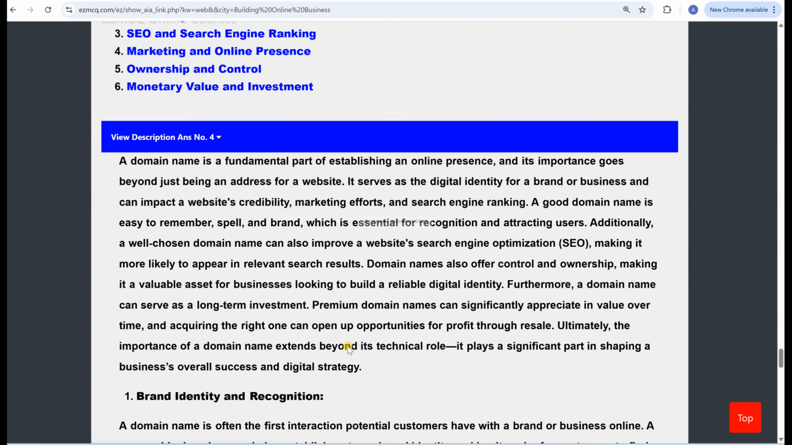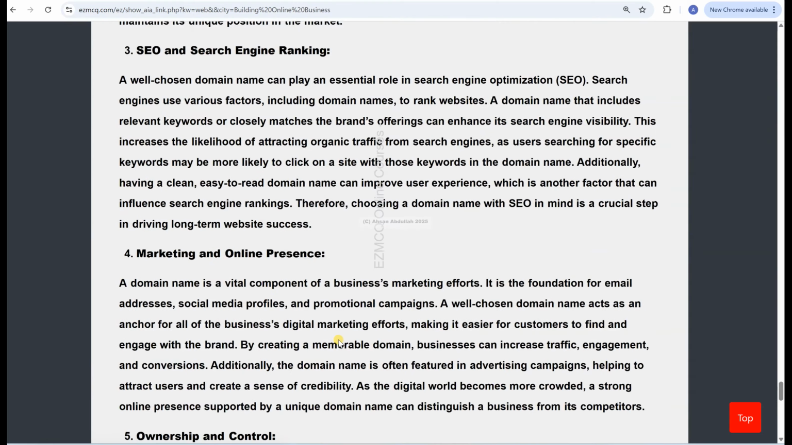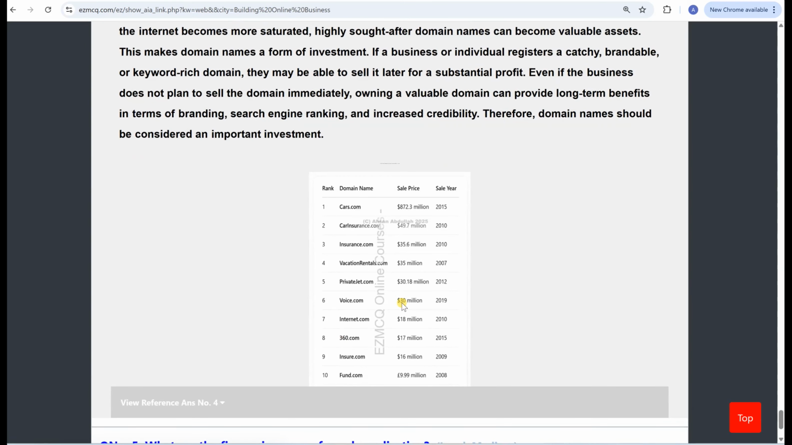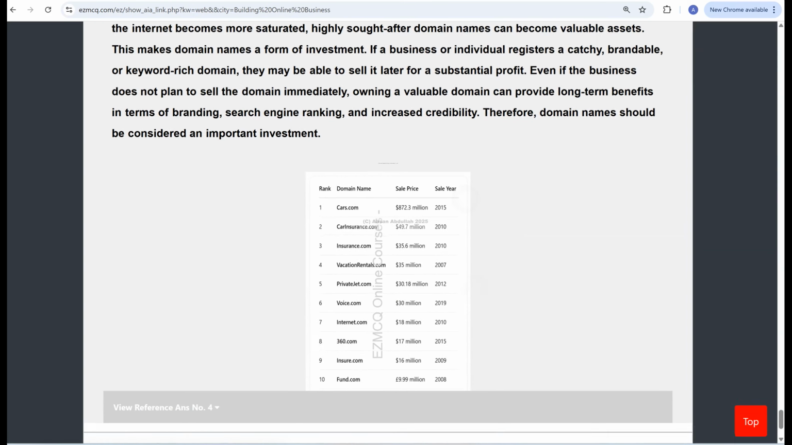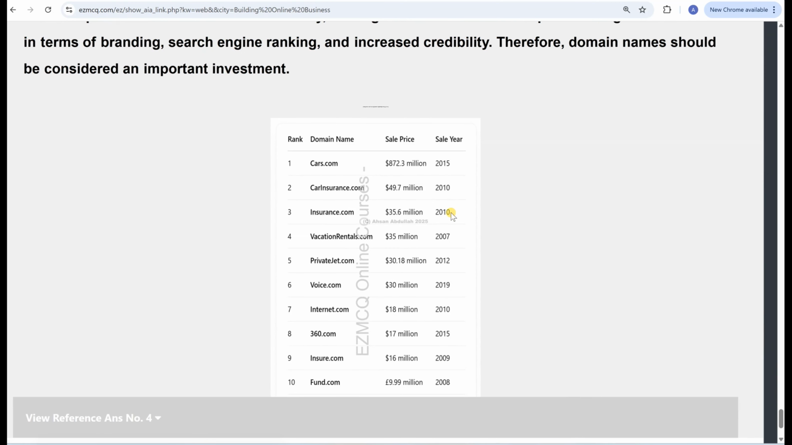The details are given here. All the nice details are here, and at the end is a table. So don't be surprised when you look at these figures. cars.com was sold in 2015 for $872.3 million. That's a lot of money. People are very keen about cars, car insurance, and insurance in the US mostly. And of course, you can see all of these nice domain names. And if you are interested, here are some references.